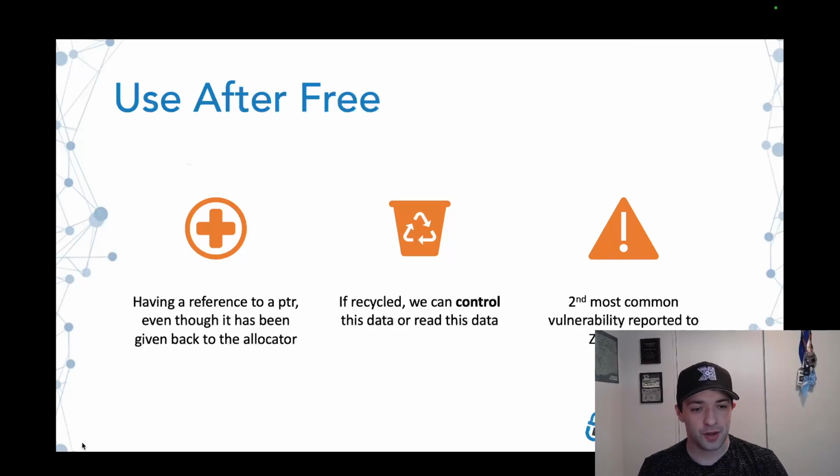Now, the use after free is the first heap-specific vulnerability we're going to talk about, and the focus of this video. The idea behind a use after free is you have a reference to a pointer, even though it's been given back to the allocator. Say that again. You have a reference to a pointer, even though you freed it, given it back to the allocator. Now, it's going to be recycled and reused for something else, but you still have a direct reference to it, even though the allocator thinks that you don't. That's why it's called a use after free. It's one of the only times that something's actually been named correctly.